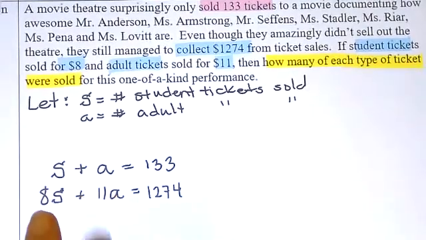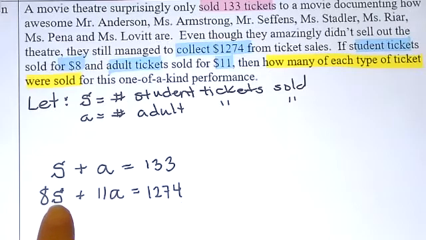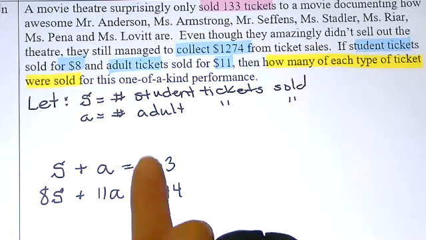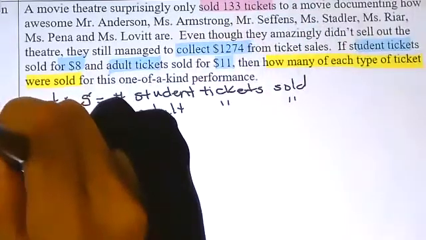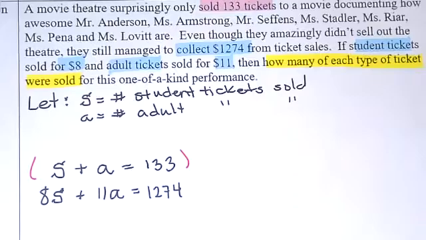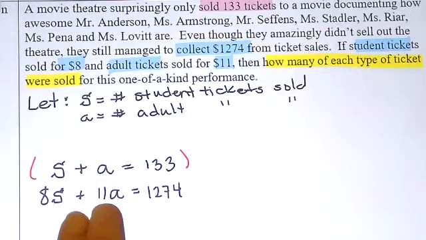Okay, so here's my system. Total of 133 tickets between students and adults. Total of $1,274, and that is calculated by $8 per student ticket plus $11 per adult ticket for a total of $1,274. Okay, now we need to solve. S's are lined up, A's are lined up, equal signs are lined up. I'm going to do elimination. So I think we can eliminate by multiplying this first equation by something. So what do you guys want to do? Eliminate the S's or the A's?